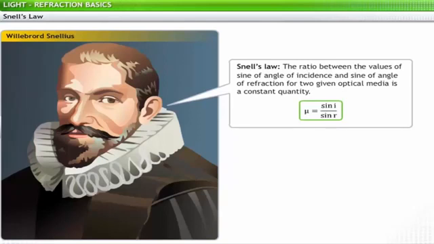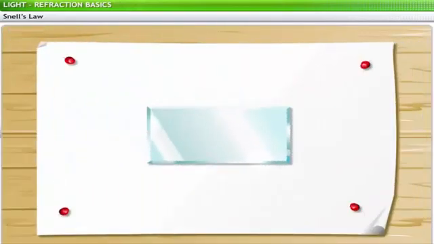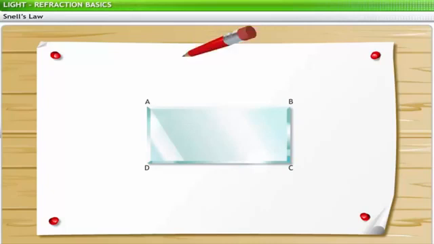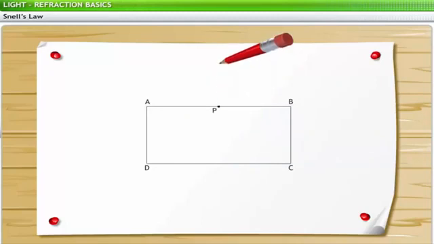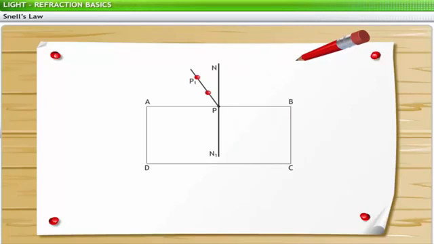Snell's law can be verified through an experiment using a glass slab, a white paper, and some pins. For this experiment, we put a glass slab ABCD on a white paper and fix this paper on a wooden board. Next, we mark the boundary of the glass slab with a sharp pencil and then remove the slab. Then we mark a point P on side AB and draw a normal NPN1. In the next step, we fix two pins, P1 and P2, at an angle of 30 degrees to the normal in a vertical position. A minimum of 5 centimeters of distance is kept between the pins to ensure that the points are easily distinguished. Now the glass slab is placed back on the paper the way it was before.